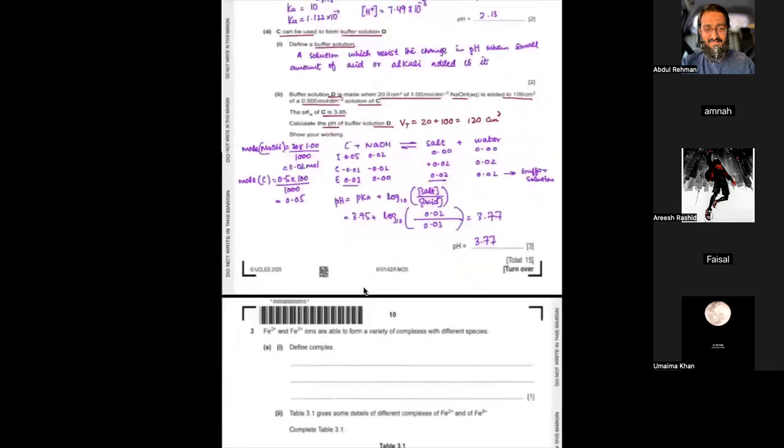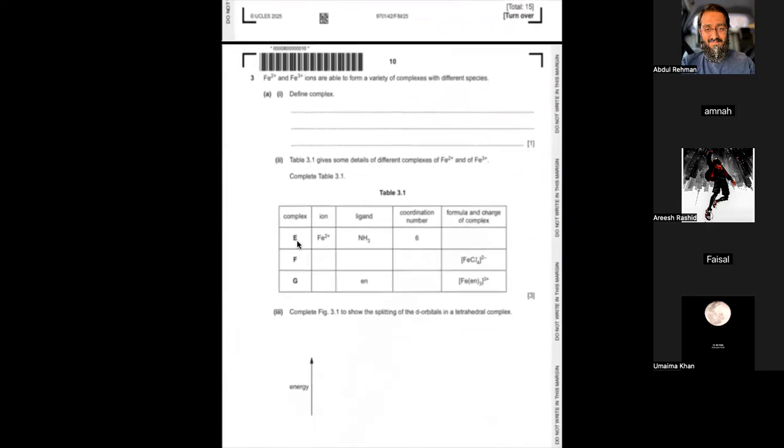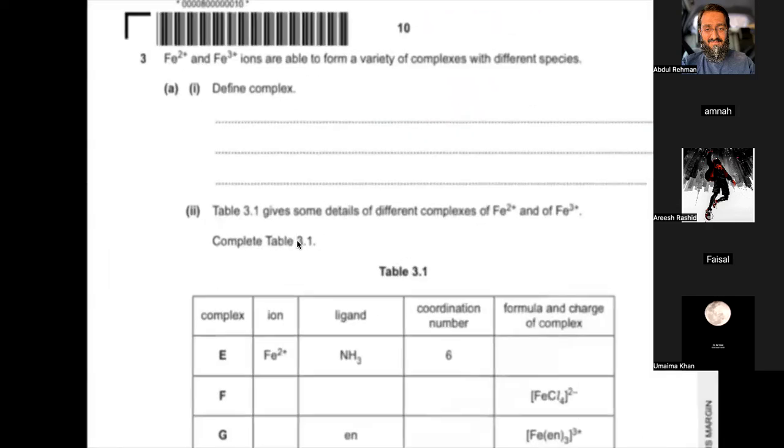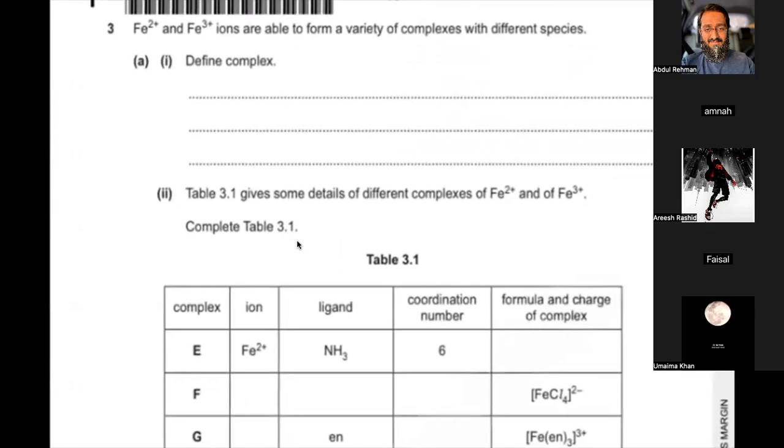In the last class, we were done till question number 2. We were doing February, March 9701, paper 4-2. And now we are going to start with question number 3. Fe2+ and Fe3+ ions are able to form a variety of complexes with different species. Define a complex.